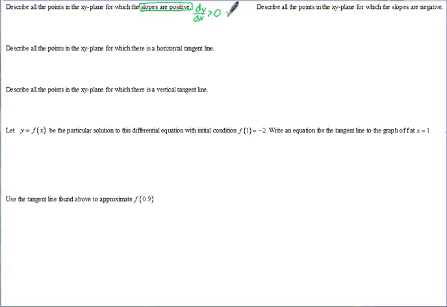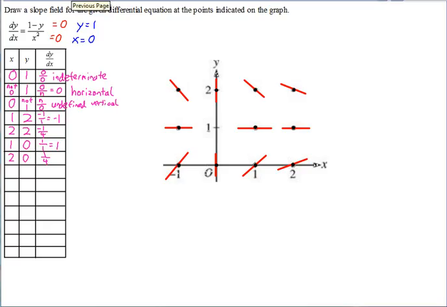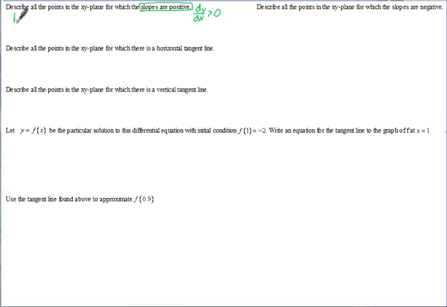In order for the derivative to be greater than 0, notice the denominator is squared, so that's going to be positive. It can't be negative. And the numerator is 1 minus y. So to make this positive, the numerator also has to be positive. So 1 minus y would have to be greater than 0. Add the y over, so 1 is greater than y, which is the same as y is less than 1. So the y coordinate would have to be less than 1.